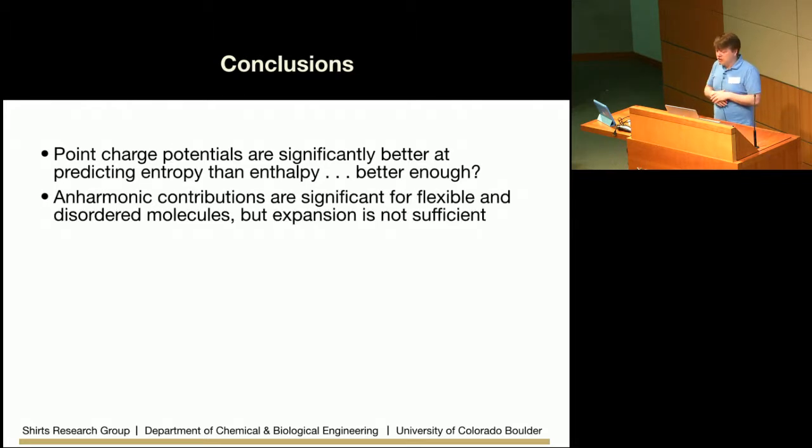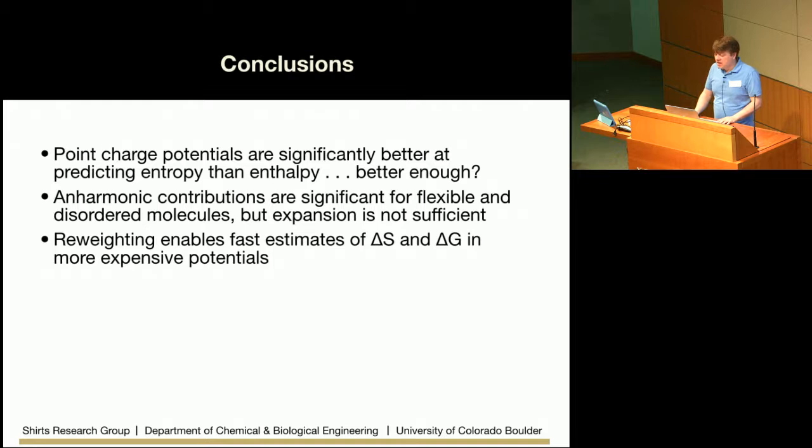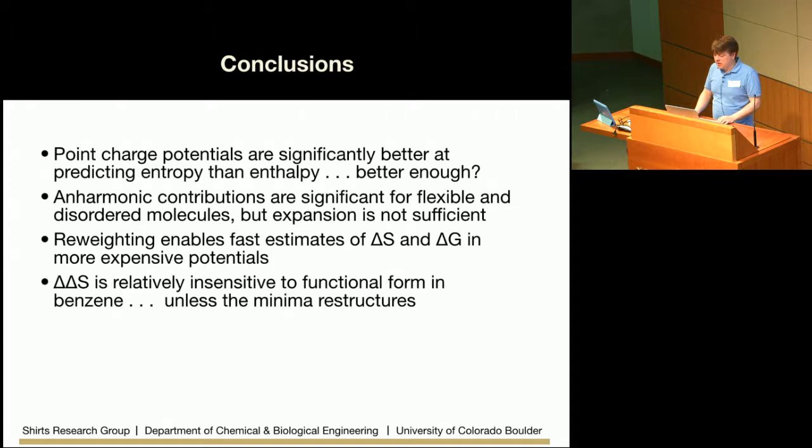And anharmonic contributions are significant for flexible and disordered molecules. Just treating the anharmonic expansion is not sufficient to get that. Some reweighting enables fast estimates of delta S and delta G with more expensive potentials. We're looking at some other approaches as well. The change in entropy is relatively insensitive to functional form unless the minima structures change. Is the story general is what we really want to address.